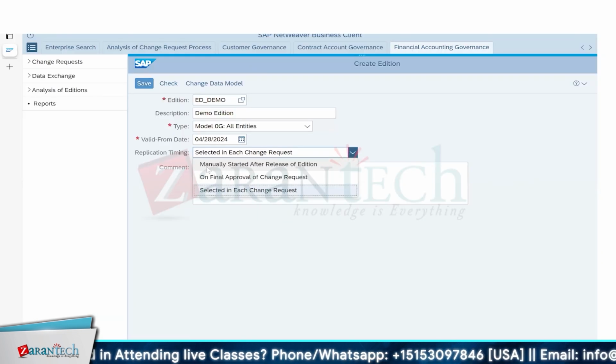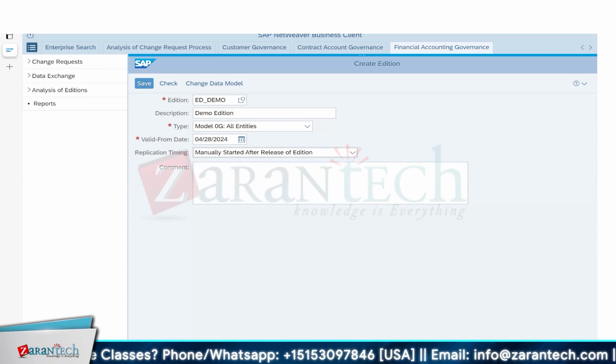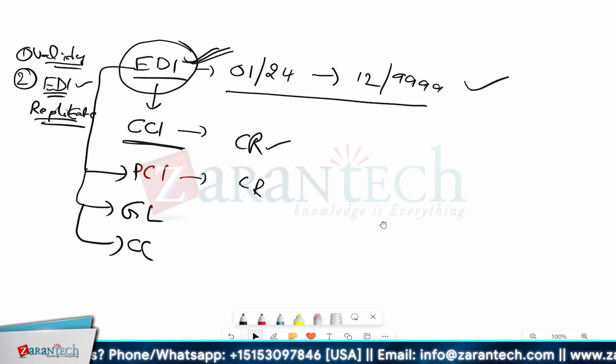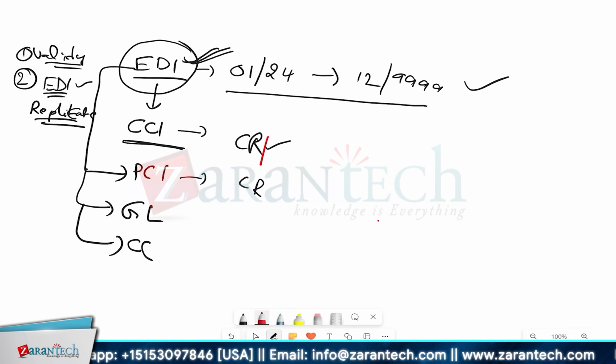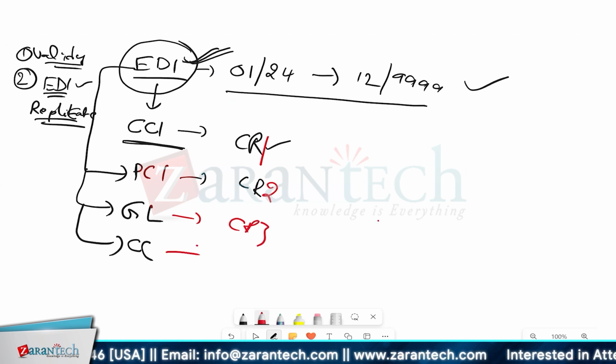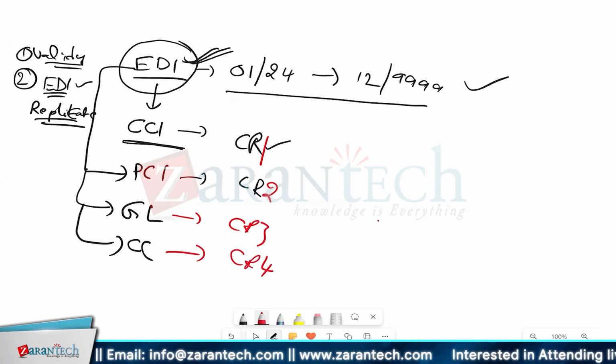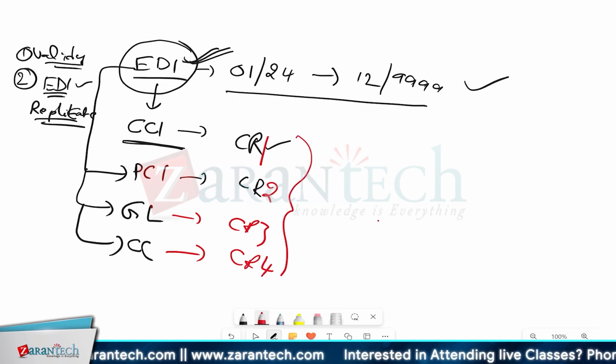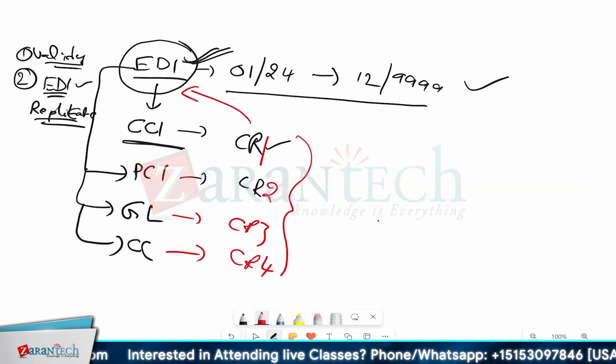Okay. What does this first option say? Manually started after release of edition. That means you created a cost center here, CR1. You created a profit center using CR2. Create a GL account using CR3. Create a company code using CR4. So you created these objects using these 4 change request types. And these change requests are activated also. But there won't be any data replication. The data will be replicated later. For all these 4 objects, you assign the edition as this one, ED1.